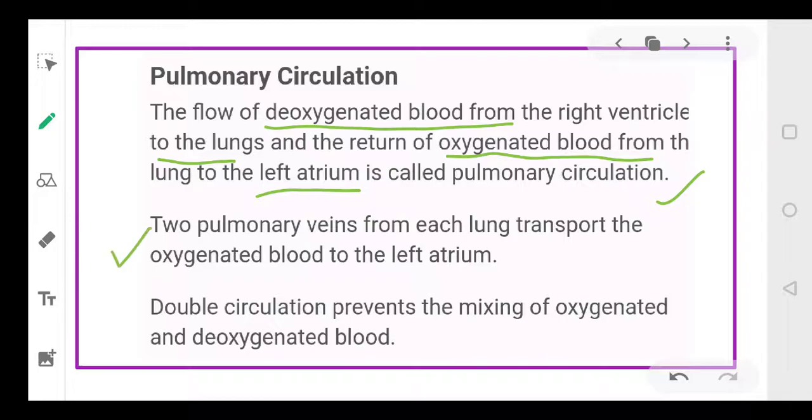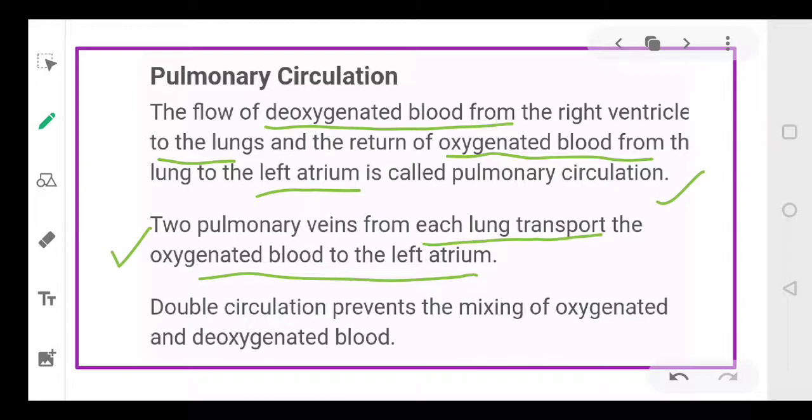So two pulmonary veins from each lung will transport the oxygenated blood to the left atrium. There are two pulmonary veins which carry blood from the lung and transport it to the left atrium. Now this double circulation, since we have 4 chambers, prevents mixing of blood.